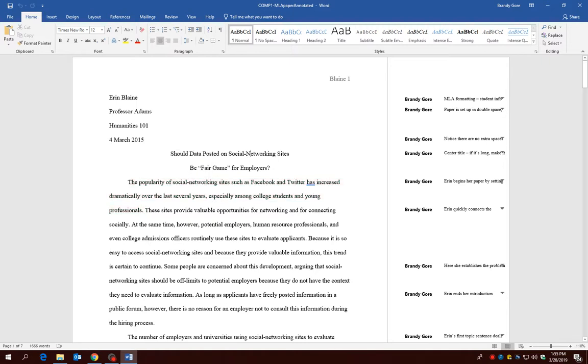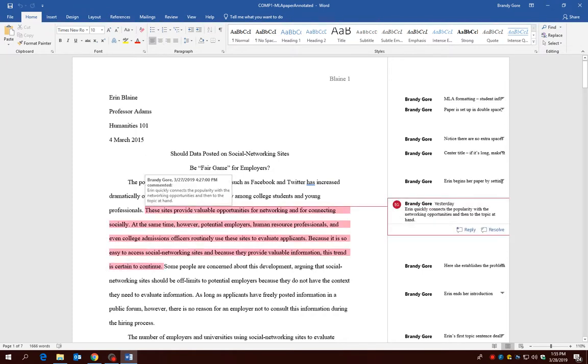And then she quickly connects her initial discussion here, the networking opportunities, to the topic at hand. And we'll just go ahead and look at this whole first paragraph. She says, these sites provide valuable opportunities for networking and for connecting socially. At the same time, however, potential employers, human resource professionals, and even college admissions officers routinely use these sites to evaluate applicants. Because it is so easy to access social networking sites and because they provide valuable information, this trend is certain to continue.